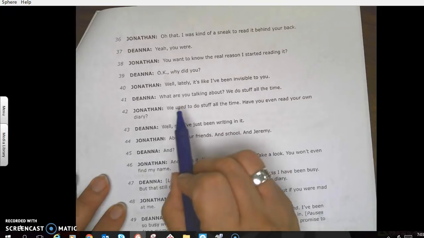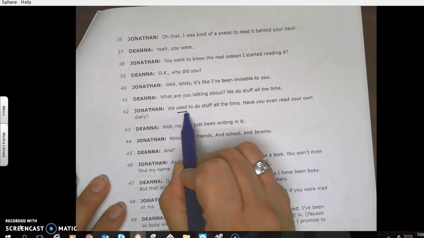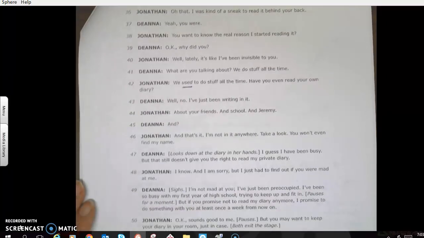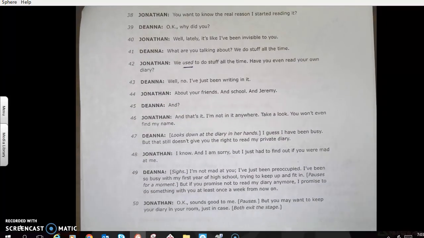Look how this word is italicized. You need to emphasize that. We used to do things all the time. He's trying to tell her something by using that italics to emphasize they don't do it anymore.